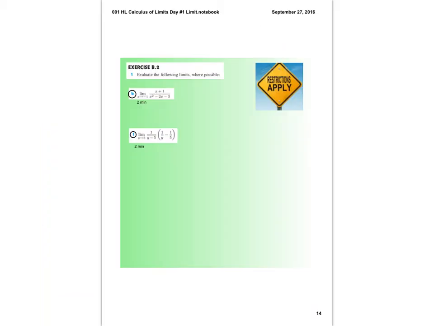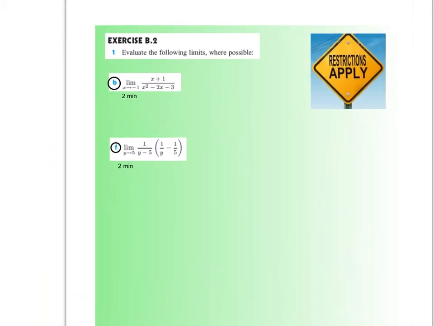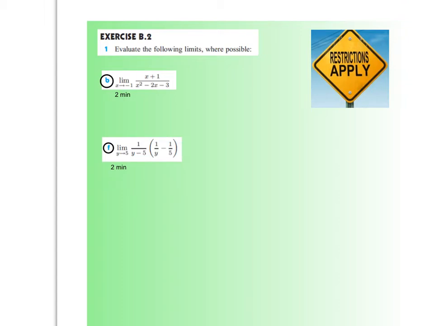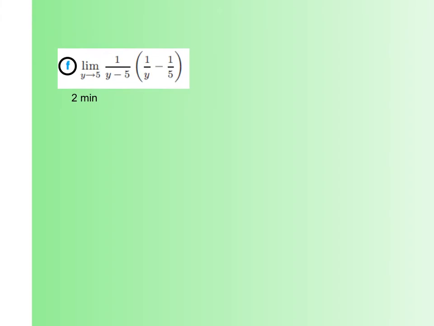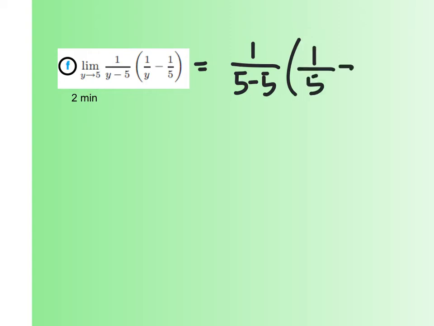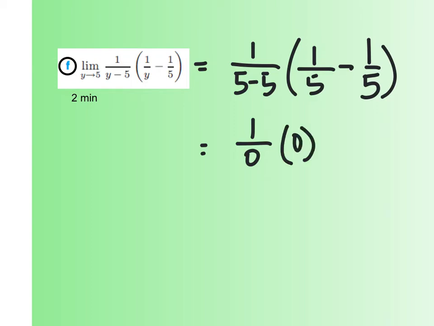All right, guys. I think that's probably it. No, you know what? I'm going to do this last one here. F. I want to evaluate this limit, and it does exist. First thing you want to do is direct substitution. So let's substitute in. That'd be 1 over 5 minus 5 times 1 over 5 minus 1 over 5. We got a problem here, right? This would be 1 over 0 times 0, or 0 over 0. So we got an issue.